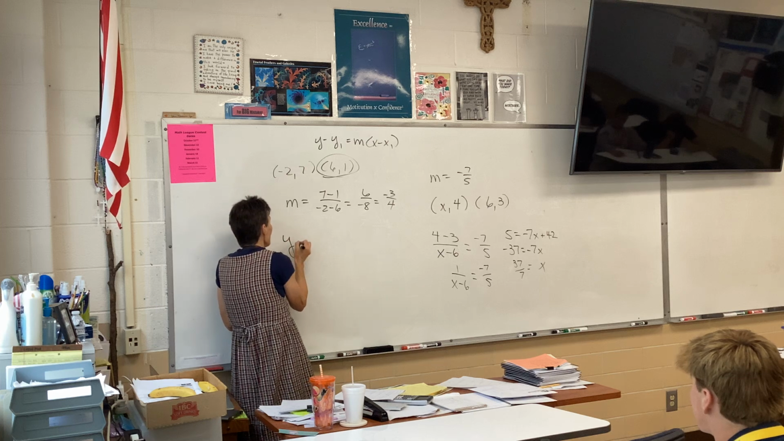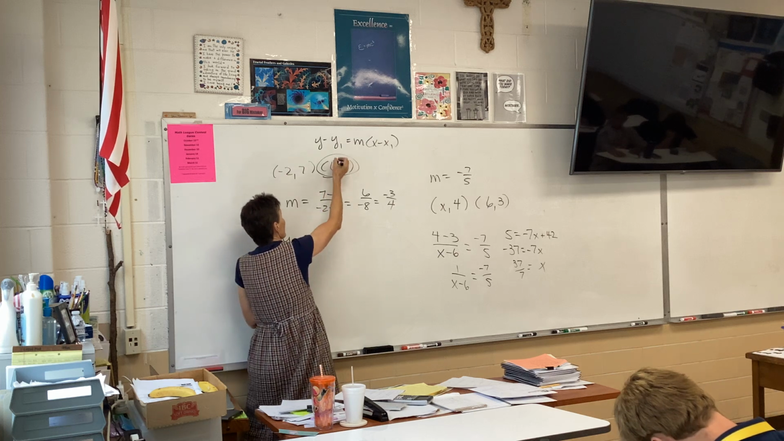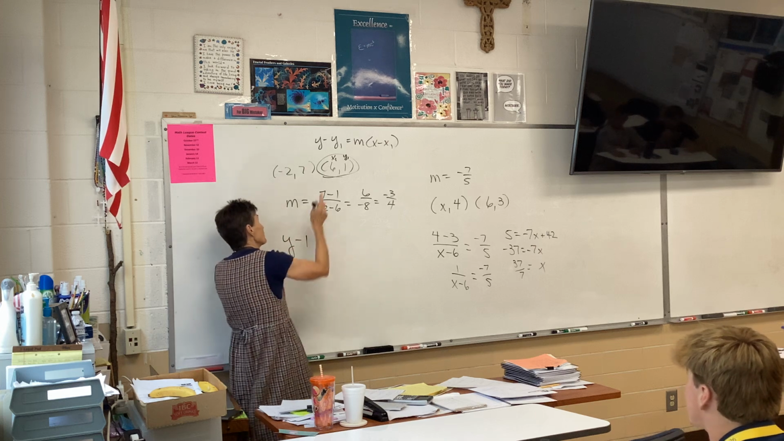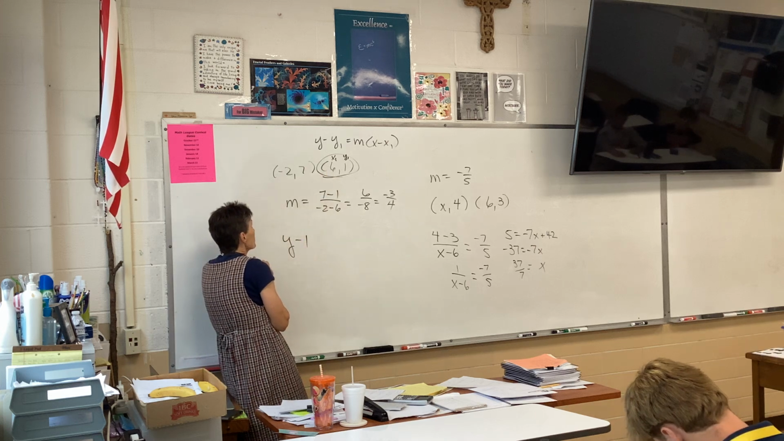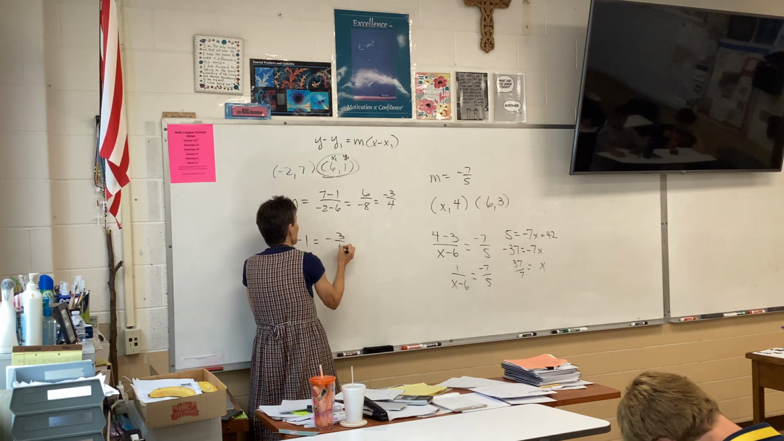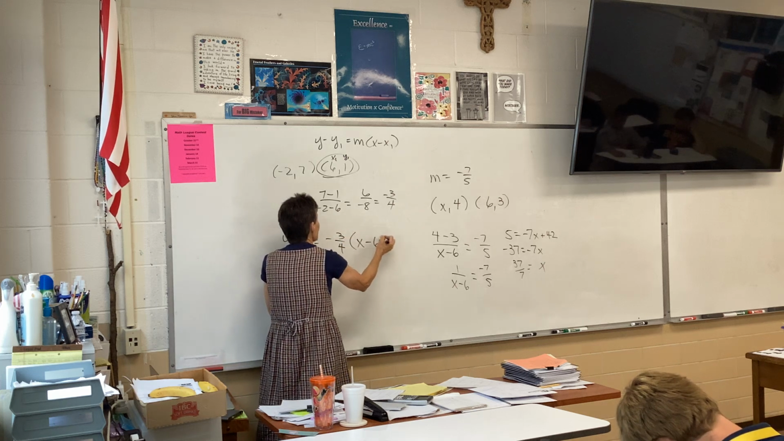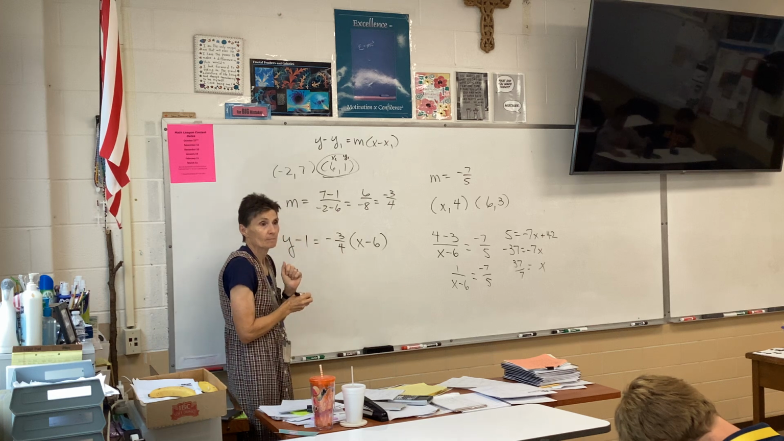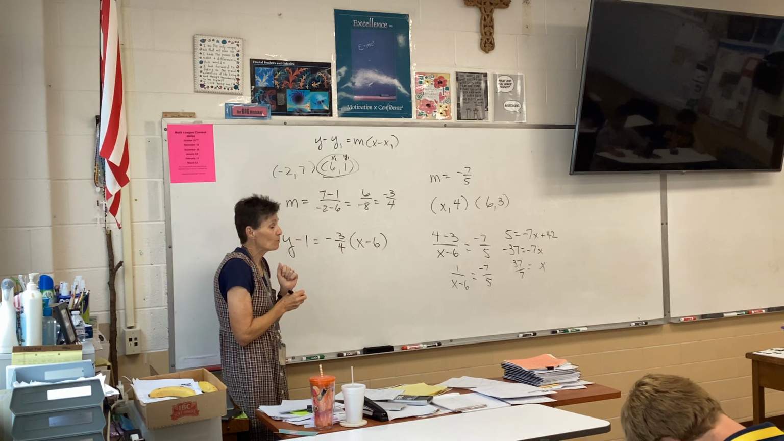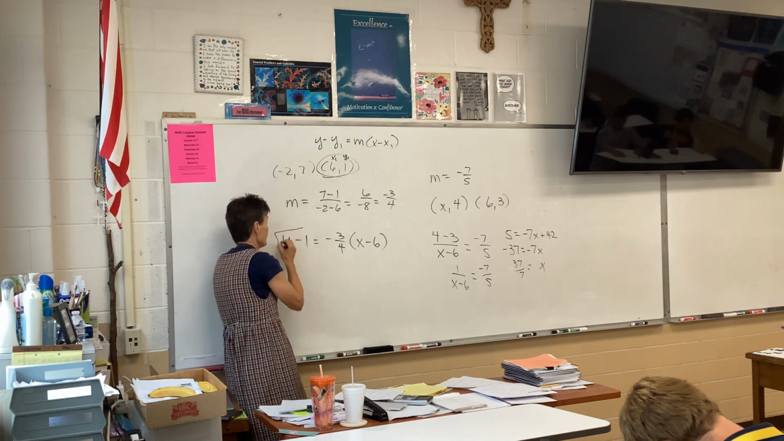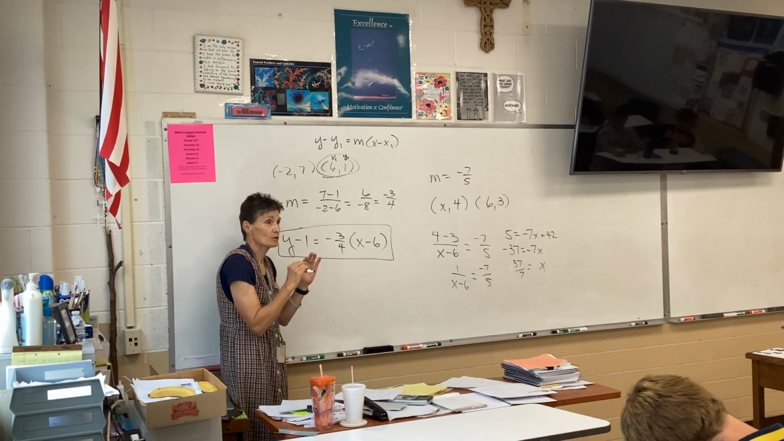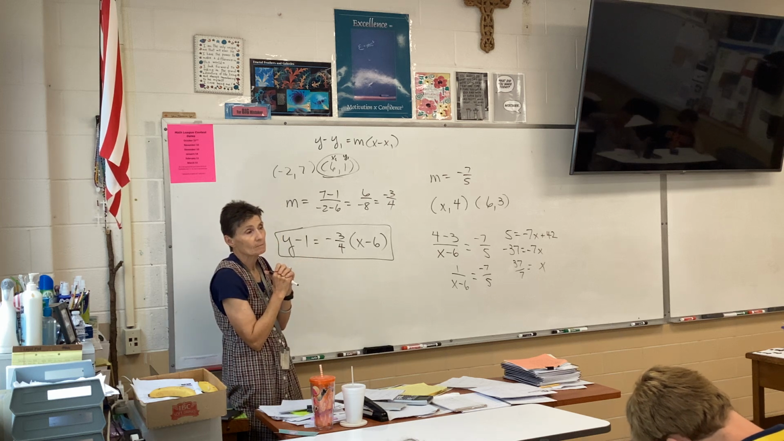So y minus 1, this becomes your x1, y1. Whatever point you pick becomes your x1, y1. So y minus 1 equals negative 3/4 times x minus 6. And this is the beauty of point slope. You are done. That is the point slope form of the line. Finished.